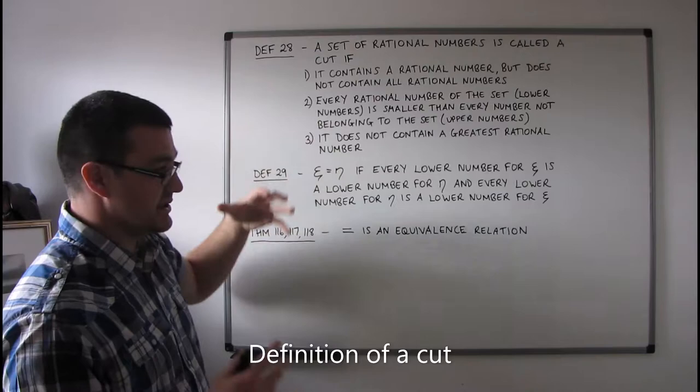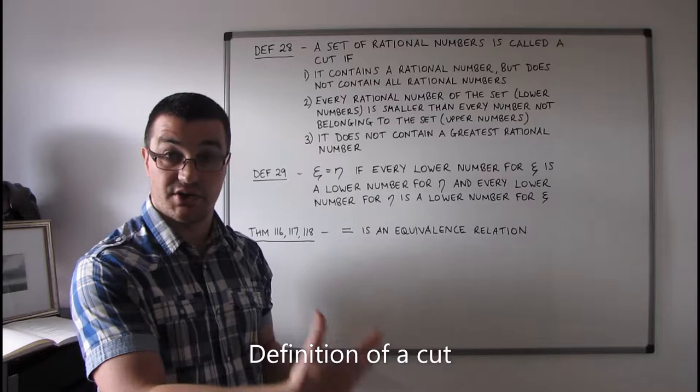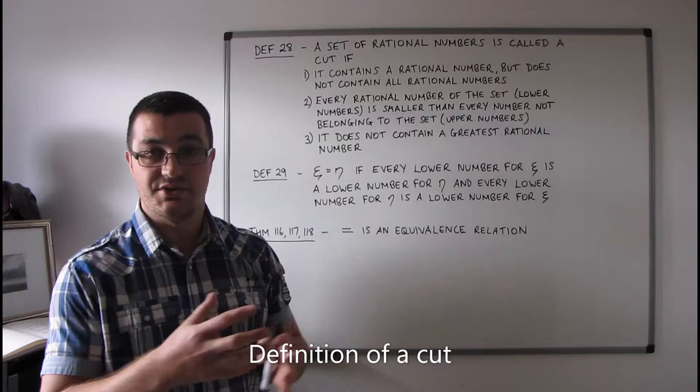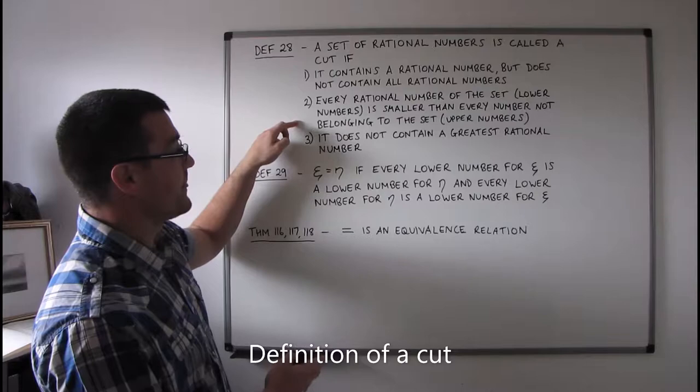The numbers of the set, the cut, are often called lower numbers, and the numbers not belonging to the set are sometimes called upper numbers. So what this is saying is that every lower number is smaller than every upper number.